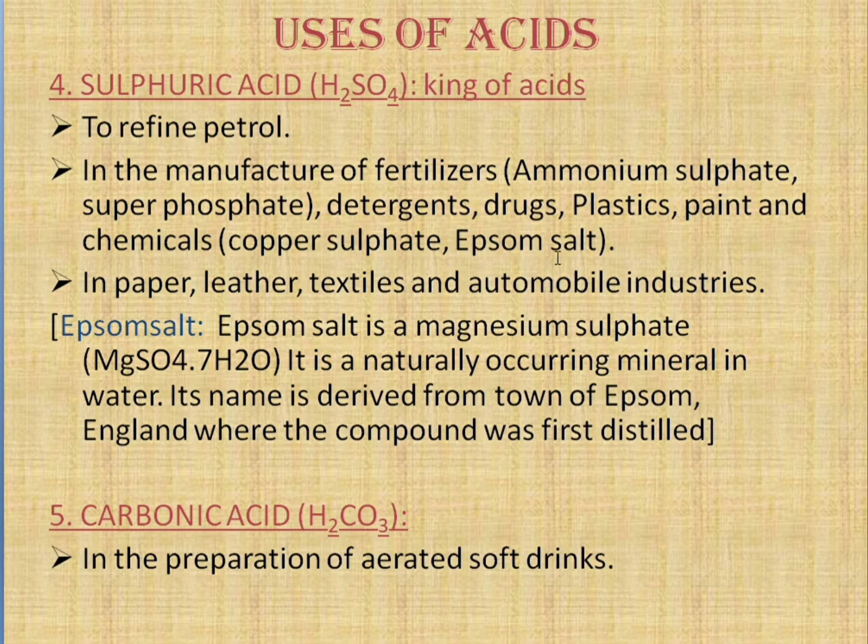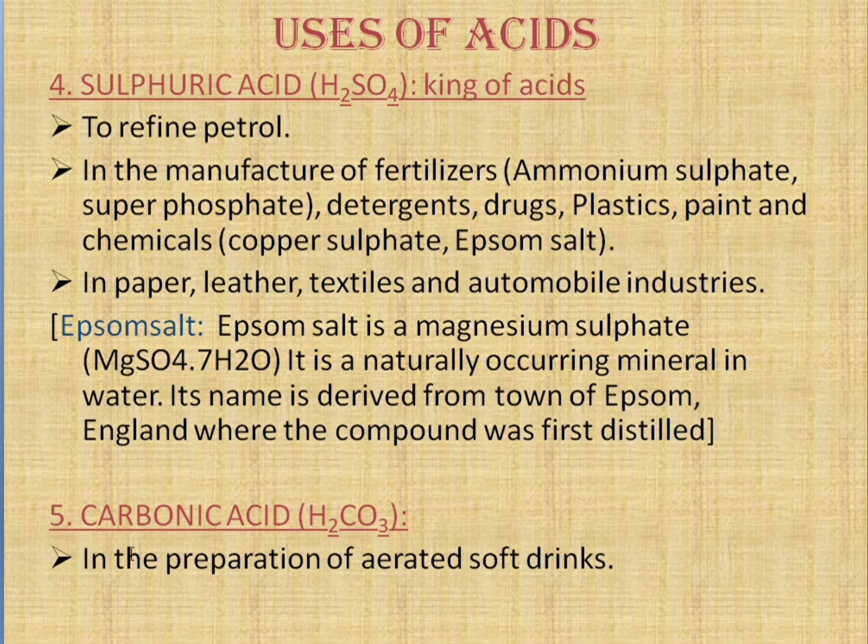Here Epsom salt you have learnt, no? Epsom salt is magnesium sulfate, MgSO4 7H2O. It is a naturally occurring mineral in water. The chemical formula for this Epsom salt is magnesium sulfate 7H2O, H2O being nothing but water. Its name is derived from the town of Epsom in England, where the compound was first distilled. That's why the name of this salt is Epsom salt. Remember this one, very important for HSTR.